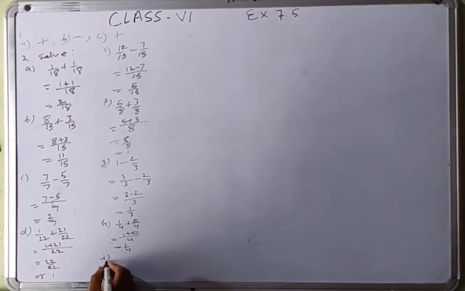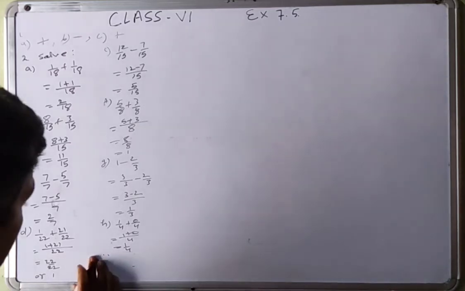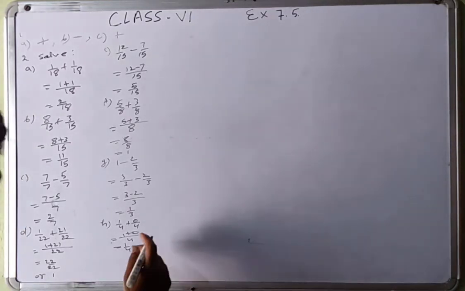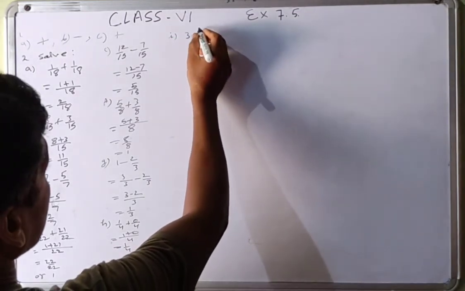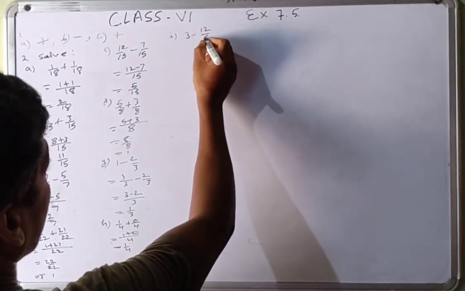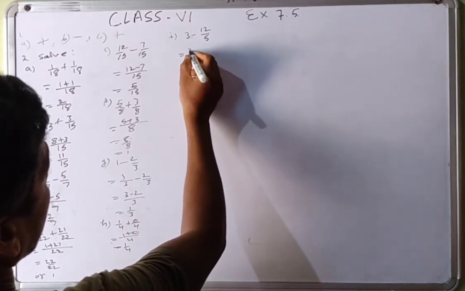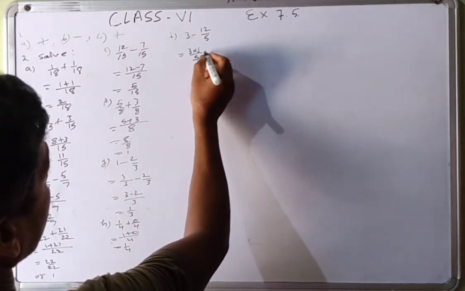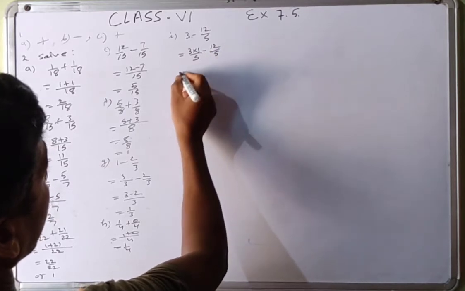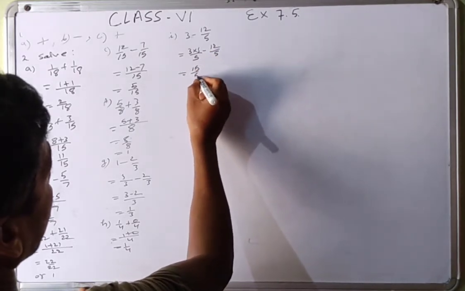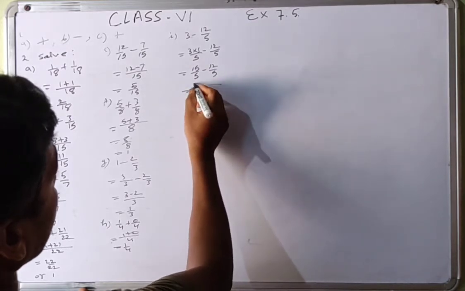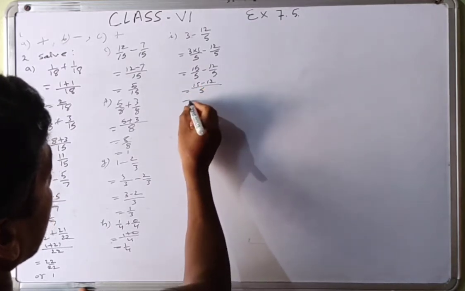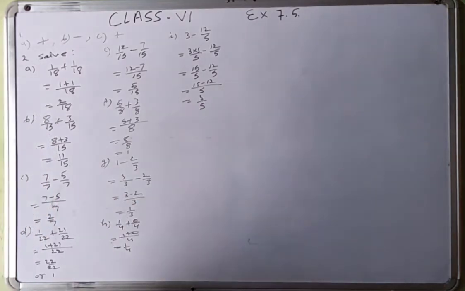I part, that will be 3 minus 12 upon 5. See that? I part here, 3 minus 12 upon 5. So that will be 3 into 5 upon 5 minus 12 upon 5. So 15 upon 5 minus 12 upon 5. That 5 is now the same. So 15 minus 12, that is 3 upon 5.